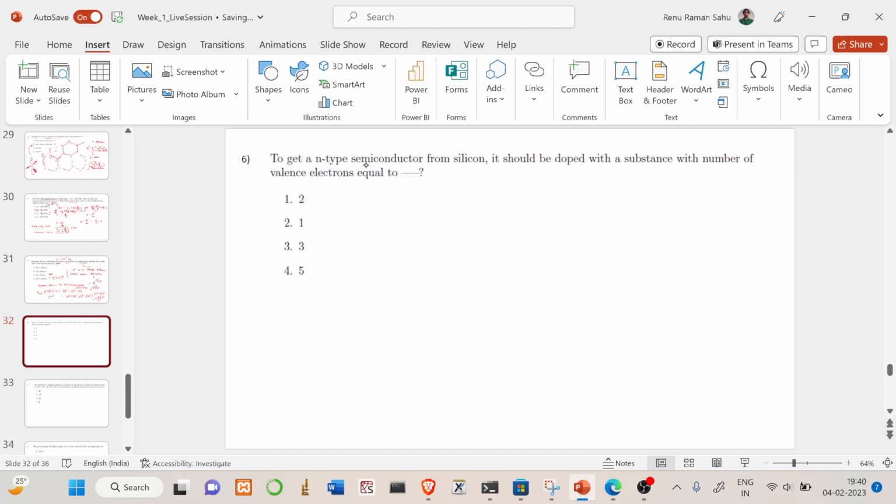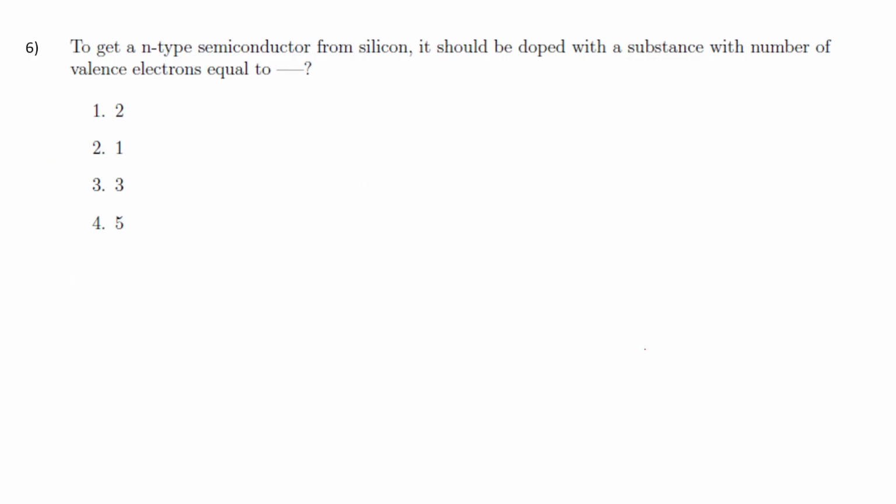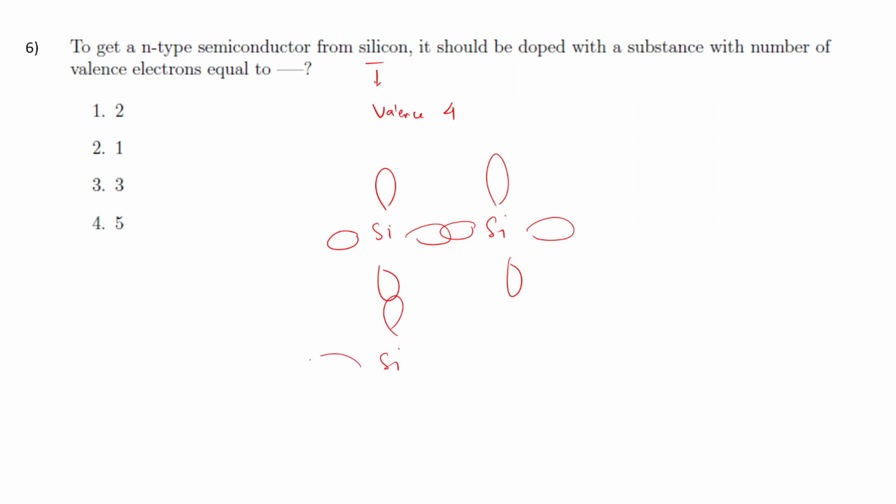The next question is asking about an n-type semiconductor from silicon, and it should be doped with a substance with the number of valence electrons equal to what. Silicon has valency 4, so silicon will have 4 bonds: 1, 2, 3, 4. Each silicon here will have 4 bonds, and each bond will have shared 2 electrons.